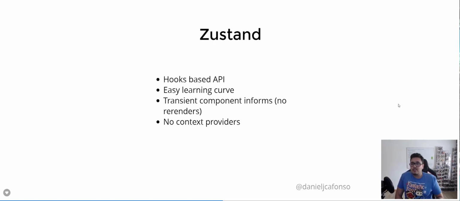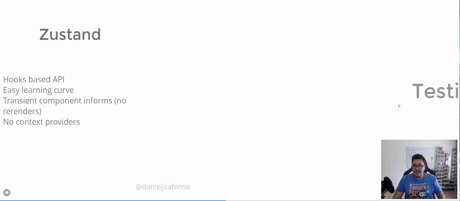Zustand is a state management utility based on hooks, so its APIs are only hooks, and it has a really easy learning curve. It's so easy to use. Besides this, it also has transient component updates, which means you won't have re-renders every time the state updates unless you want them. And it doesn't bring you context providers. It's so much easier to use, and it is the best of both worlds for us because we didn't have to go back to Redux or context. Zustand took half a day to configure and start using in our application. So yeah, I guess that's it for state.